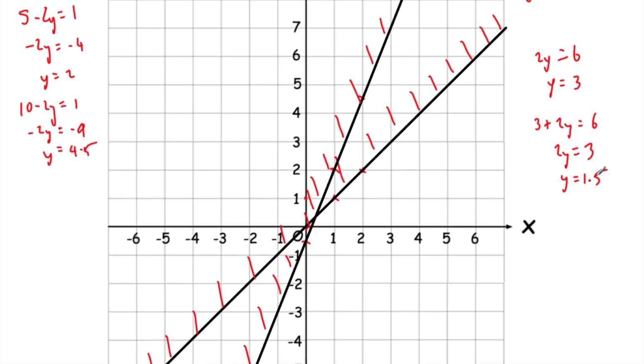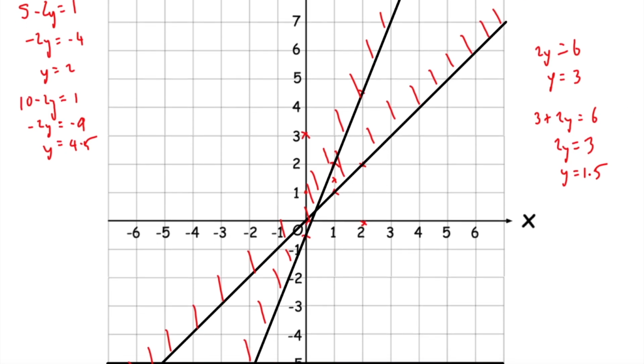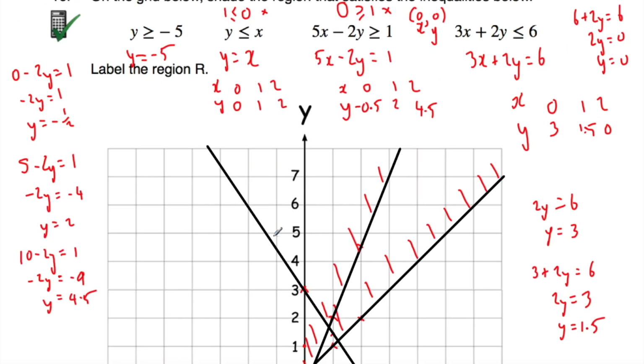So let's plot them. Okay, so we've got those 3 points there. And then if we just check, yep, it's a solid line. So let's draw a nice solid line through them. Okay, so we've now drawn that line. That's the line of 3x plus 2y equals 6.